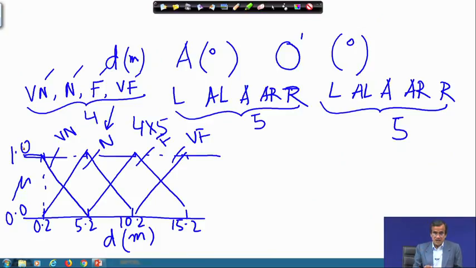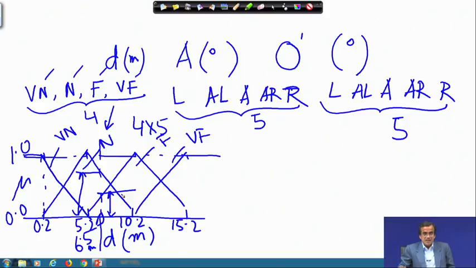Now, if I concentrate on a particular numerical value for the distance, say I am here. This particular distance might be, say, 6.5 meter. So, 6.5 meter can be called near with this much membership function value, and it can also be called far with this much membership function value. That means the same distance can be called near with one membership function value, and it can also be called far with another membership function value. So, this description of the distance is not crisp, it is fuzzy in nature. This is the concept of fuzzy sets.